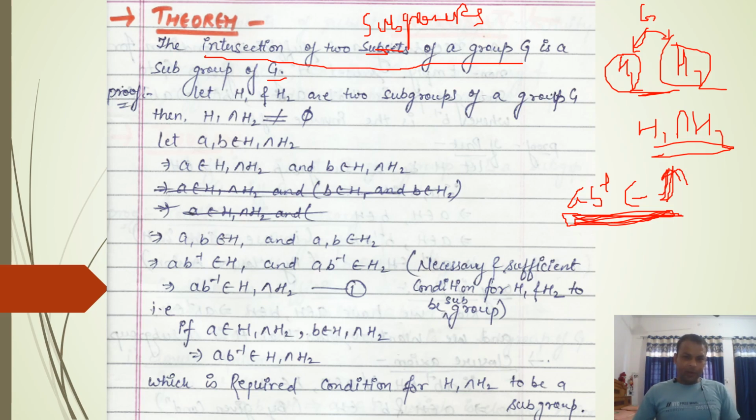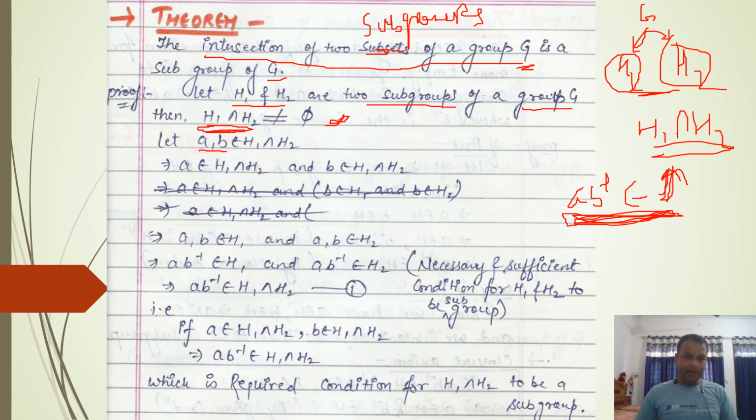So to prove this theorem, we assume that H1 and H2 are two subgroups of a group G. Because these are two subgroups, their intersection cannot be empty, because at least the identity will be a common element. We know that in a group G or in a subgroup, the identity is unique. So the identity of both subgroups will always be the same, and the intersection cannot be empty because it will consist of at least the identity.